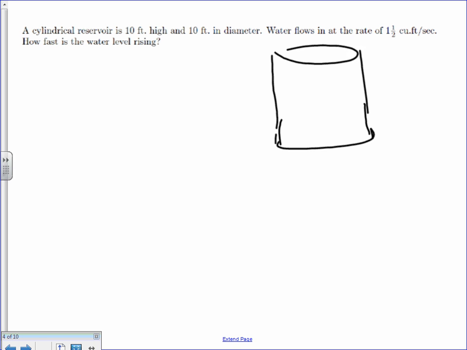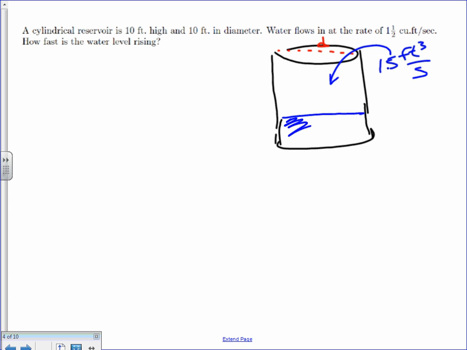10 feet high and 10 feet in diameter. So I'm going to put those measurements in. There's that. That's D. And I'm going to put diameter equals 10 feet. The cylinder is 10 feet high and 10 feet in diameter, and water flows in at a rate of 1.5 cubic feet per second. So water's coming in here at 1.5 feet cubed per second. And we want to know how fast is the water level rising.